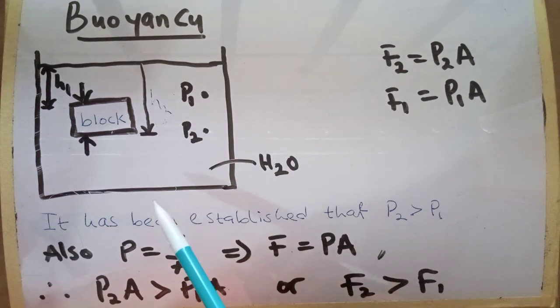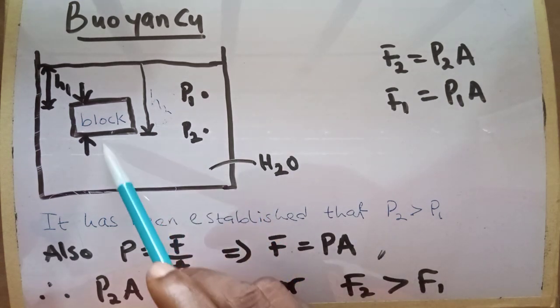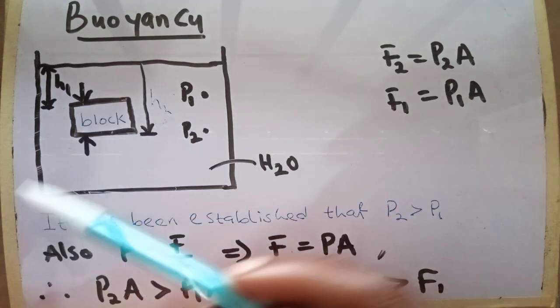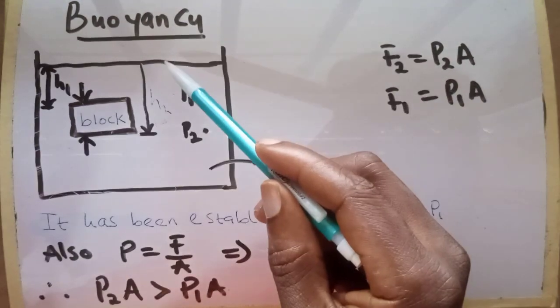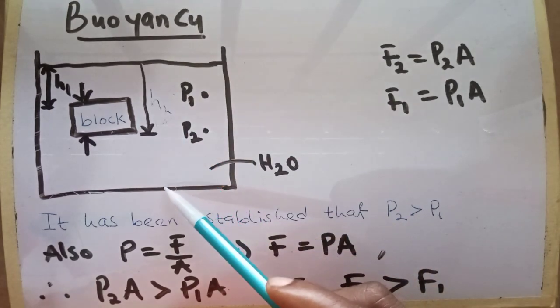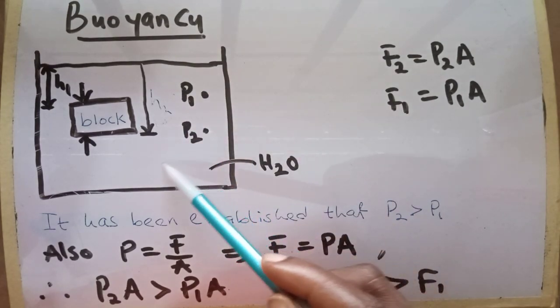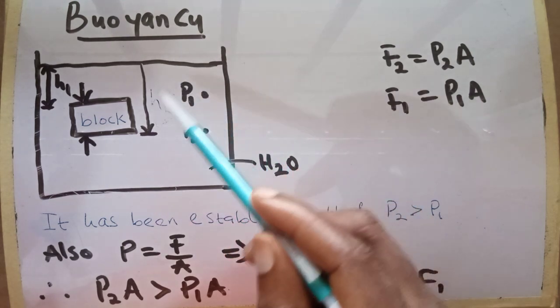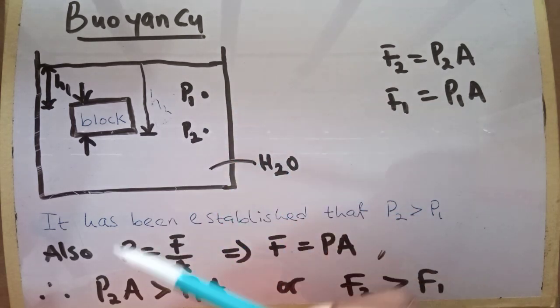So in this case, we notice that the pressure acting at this point is greater than the pressure acting at this point. You also recall that the deeper you go in a fluid, the higher the pressure. So the pressure at any point here is greater than P2 and is also greater than P1. So if that is known, then we can now move on.